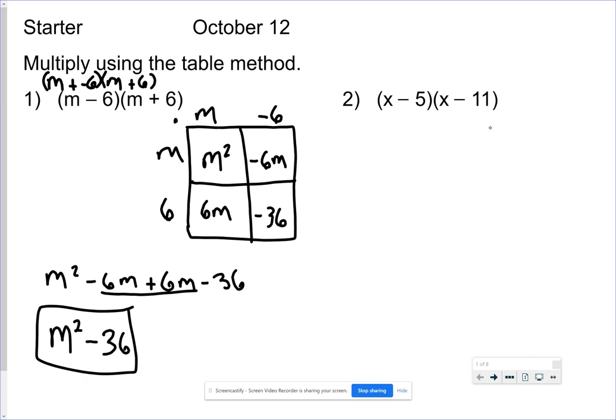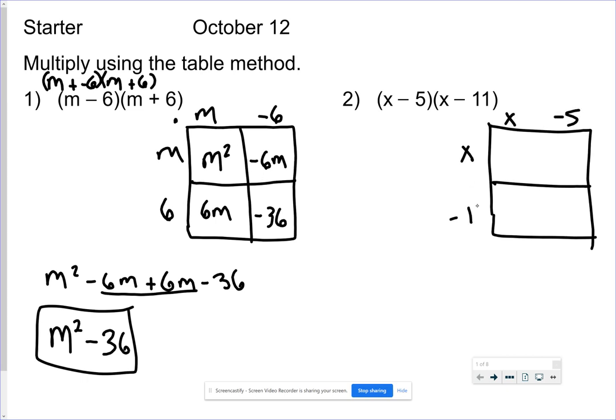Second one, again, I'm going to do the table. We're going to do x and negative 5. We're going to do x and negative 11. And we're going to do multiplication of each of these. The x times the x creates the x squared. The x times the negative 5. The x up here times the negative 11 over here. So x times negative 11. And then negative 5 times negative 11. And then we add them all up.